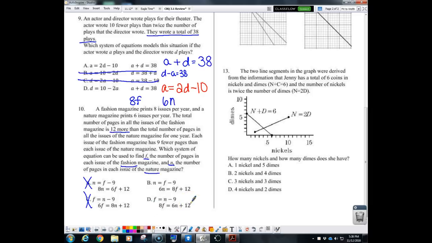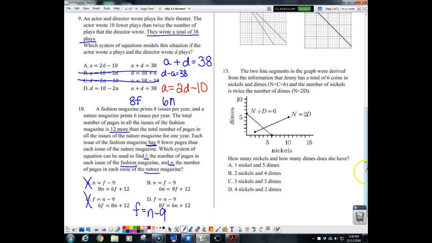And also, if you keep on reading to that next part, each issue of the fashion magazine has 9 fewer pages than each issue of the Nature magazine. So the fashion magazine has, another word for equals is has. So F equals, and then 9 fewer pages than each issue of the Nature magazine. So remember, whenever you see 9 fewer or 9 less, that means minus 9, right? That part goes second. Even though they're telling you first, it actually goes second. So it would be N minus 9. So that would give you D for that one.